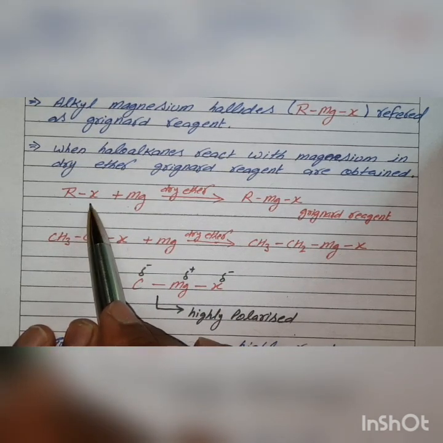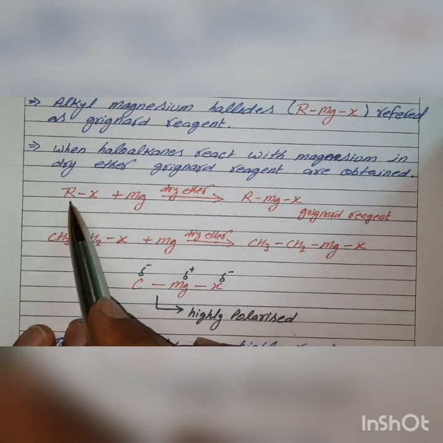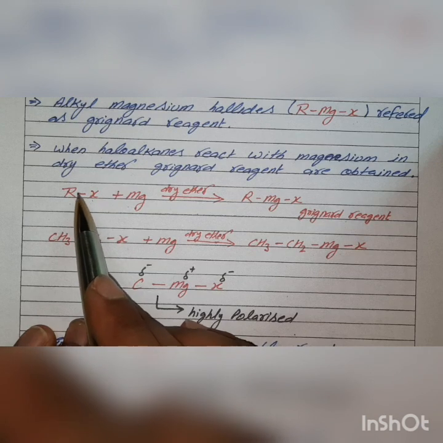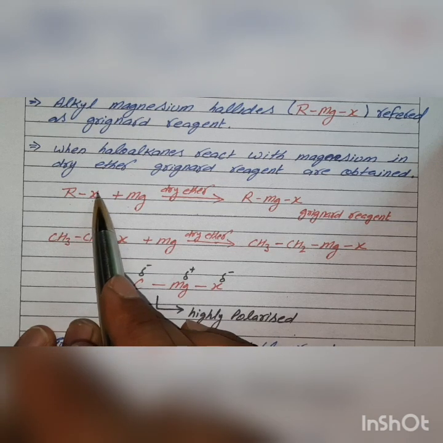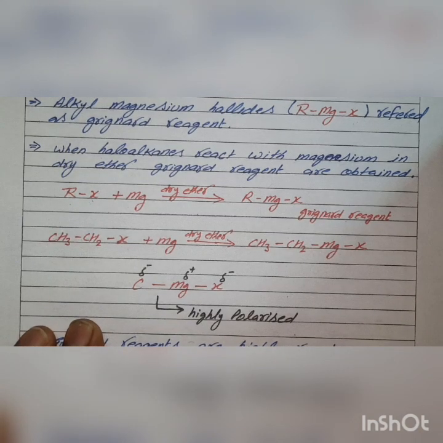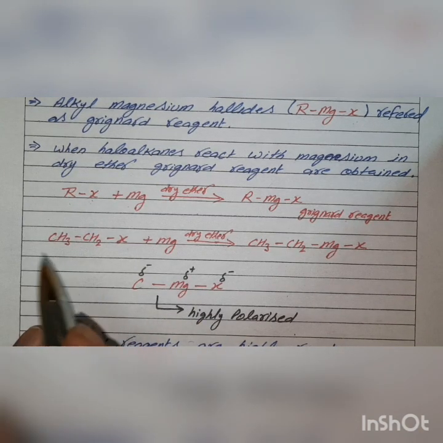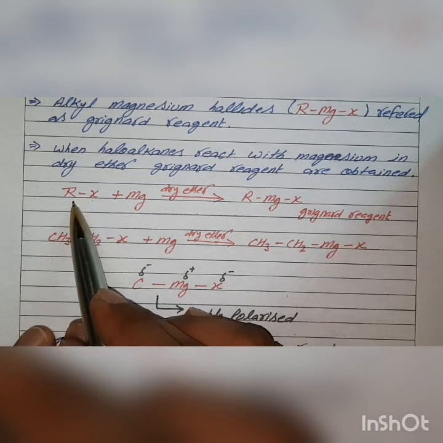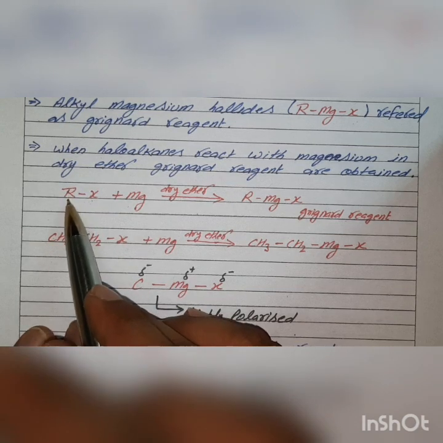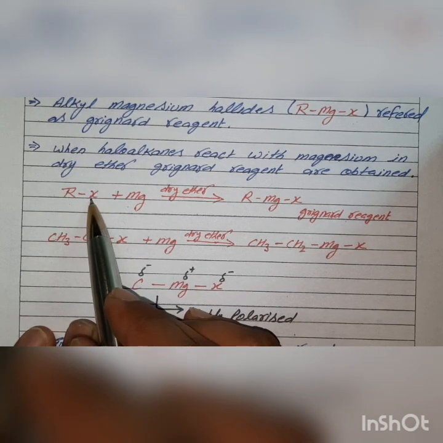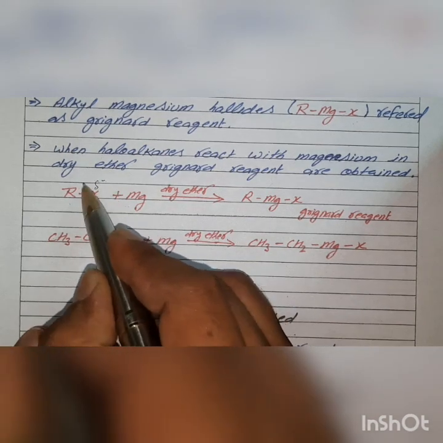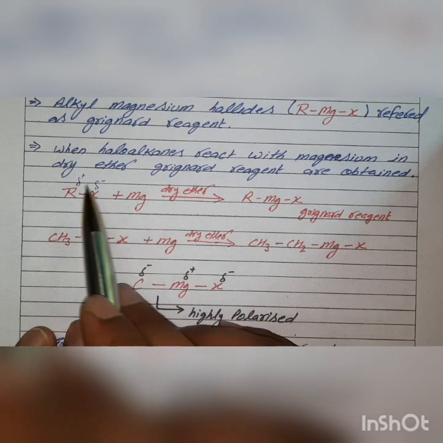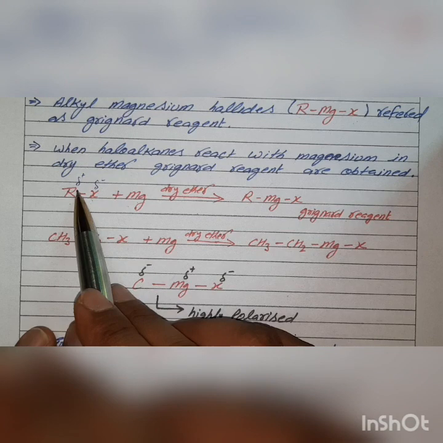Halogen is electronegative, and the carbon-halogen bond is a polar bond. Carbon is electropositive, halogen is electronegative. I already discussed this in our previous lecture in this chapter. But here Mg is more electropositive in comparison to the carbon atom.